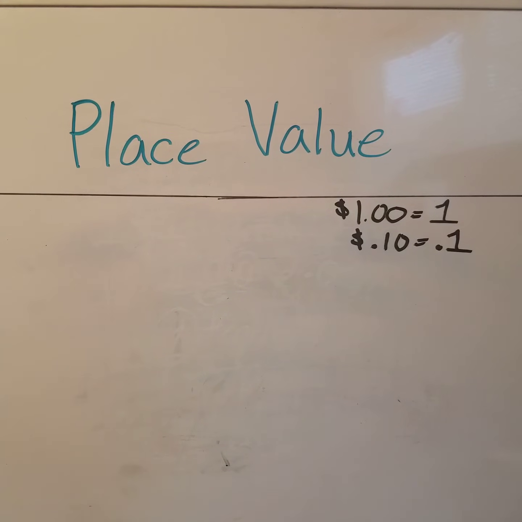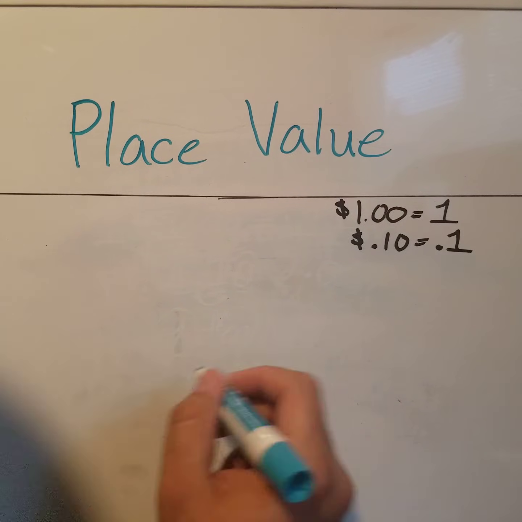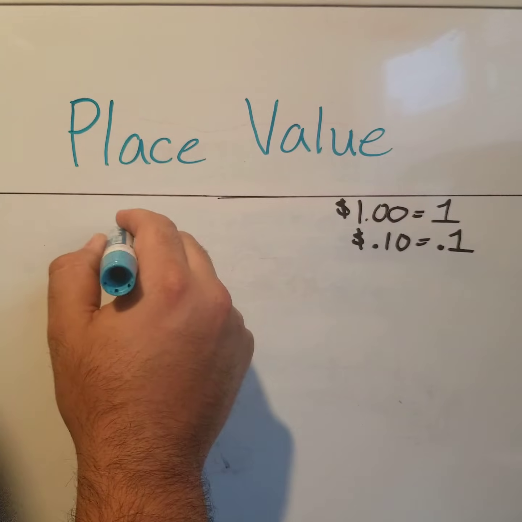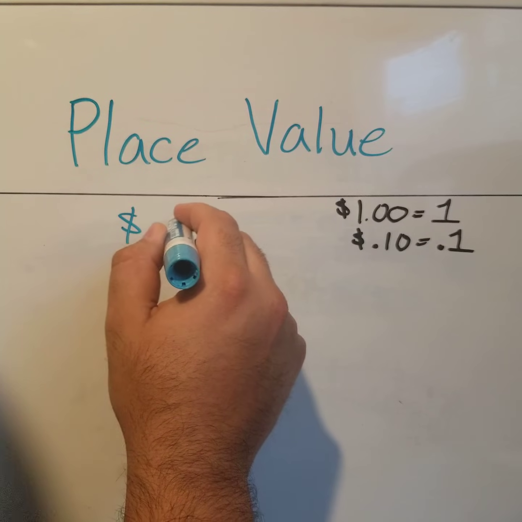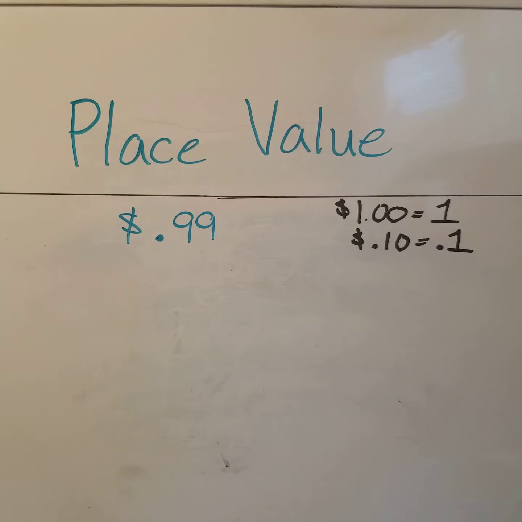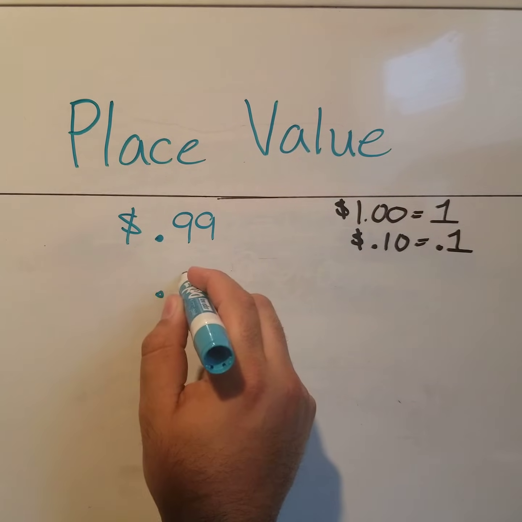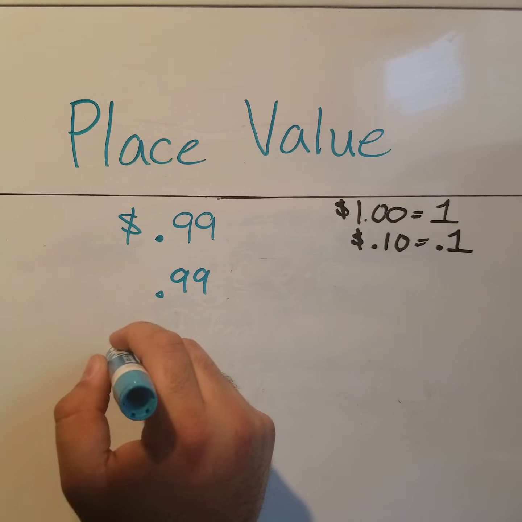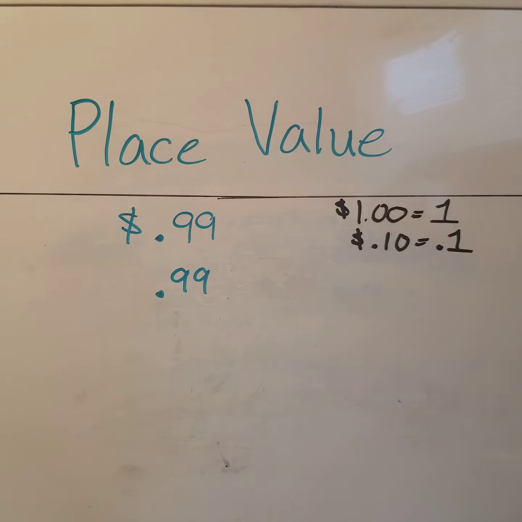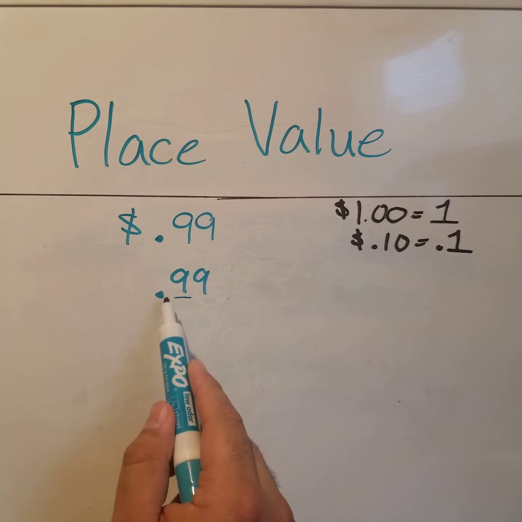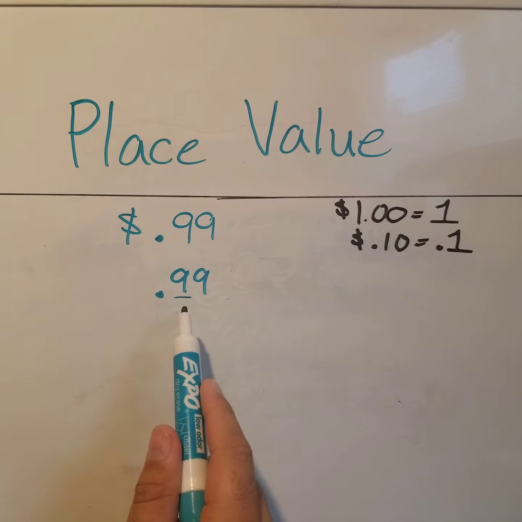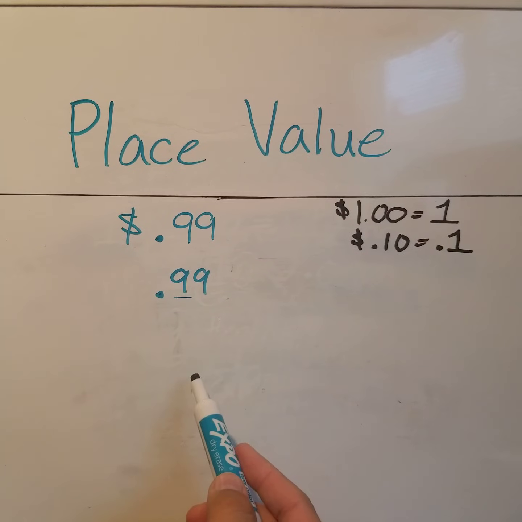All right, so now let's give you something else. Let's say I give you 99 cents, or let's write it as just a regular 0.99. So remember, this is the tenths spot. So right away, this tells us we have 9 dimes, or 90 cents, right?